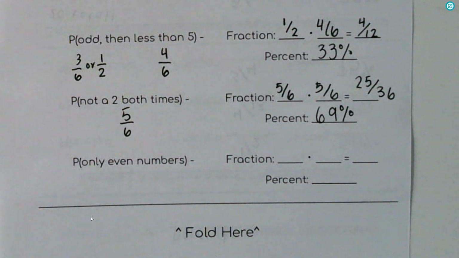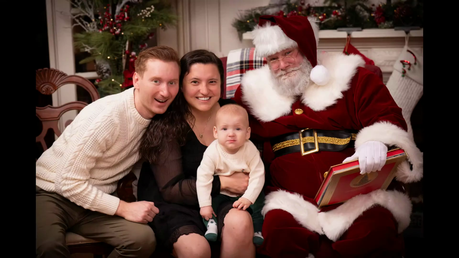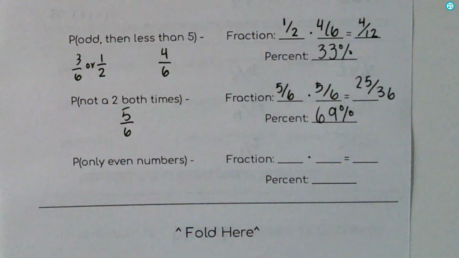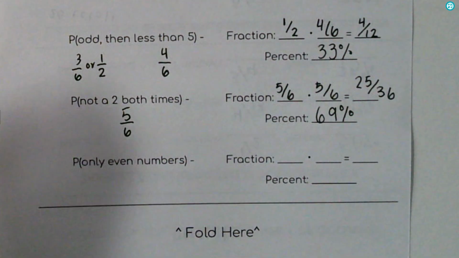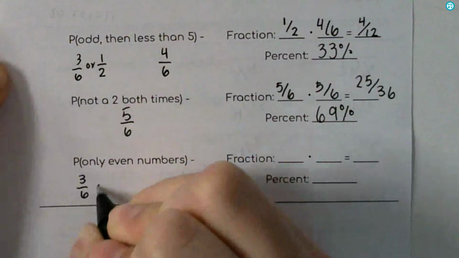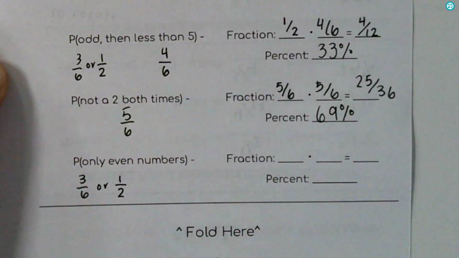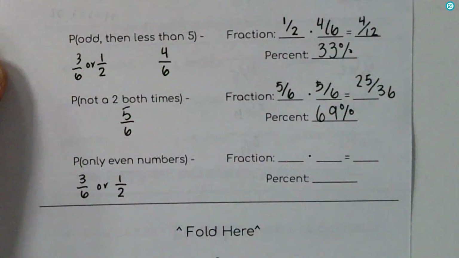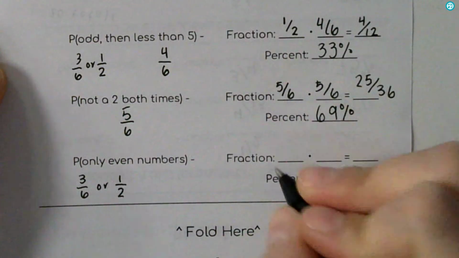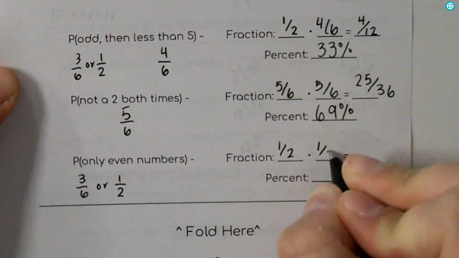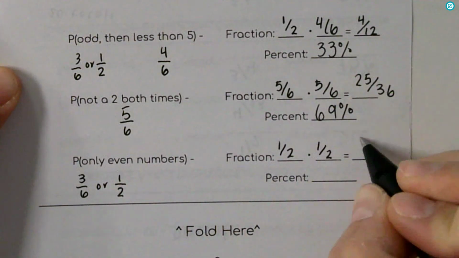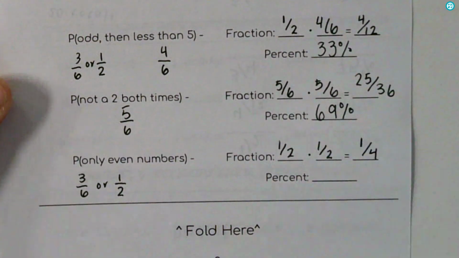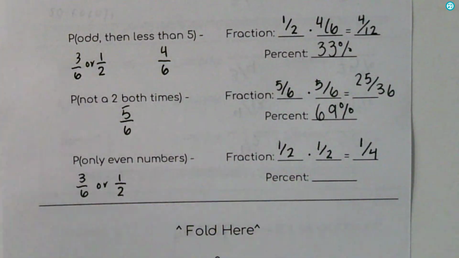Last one, the probability of rolling only even numbers. What is the probability of rolling an even number? 1/2. We could do 3 out of 6, or we could just know that that's 1/2, and that'll make multiplying our fractions easier. So 1/2 times 1/2: 1 times 1 is 1, and 2 times 2 is 4. So we get 1/4 instead of 9/36. If you already did it and got 9 out of 36, that's correct. You're going to get the same percentage.